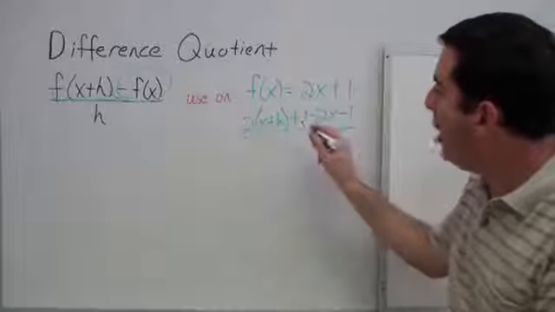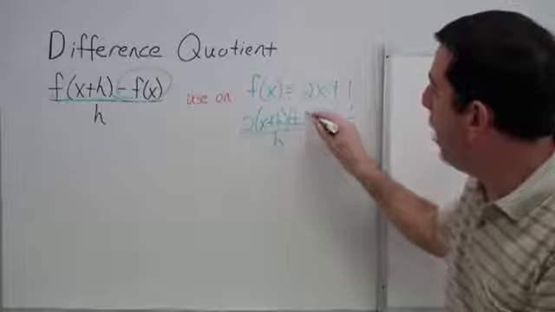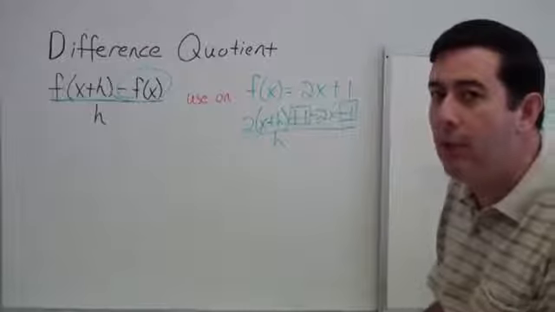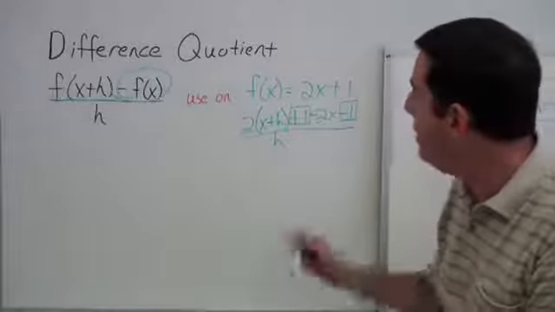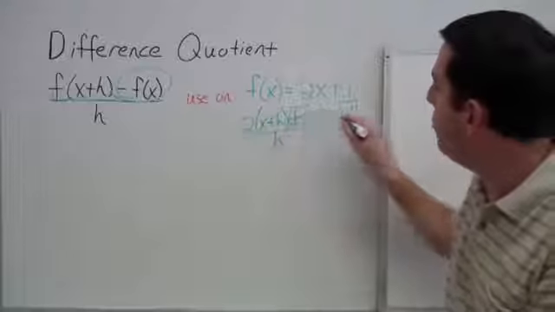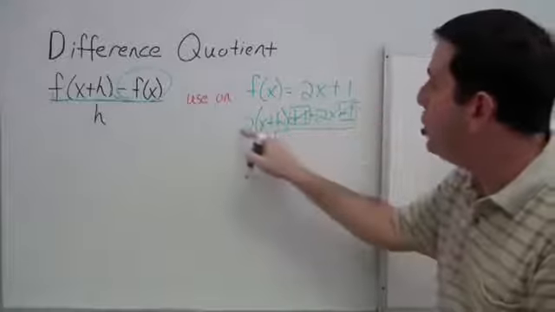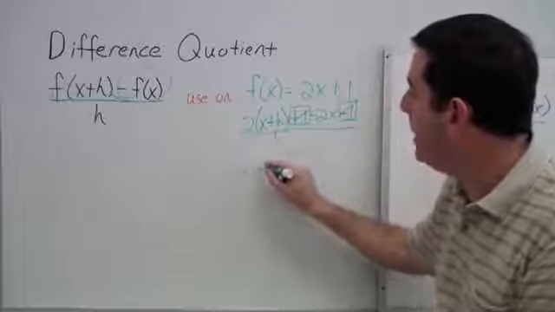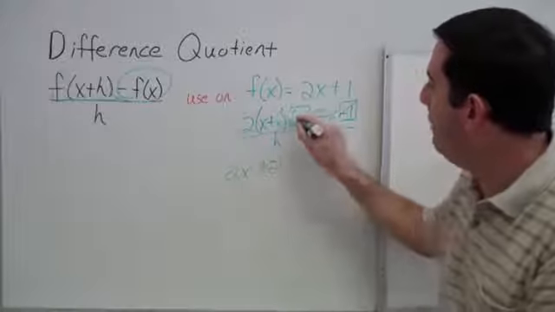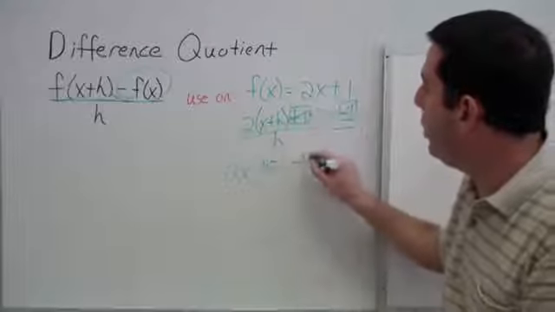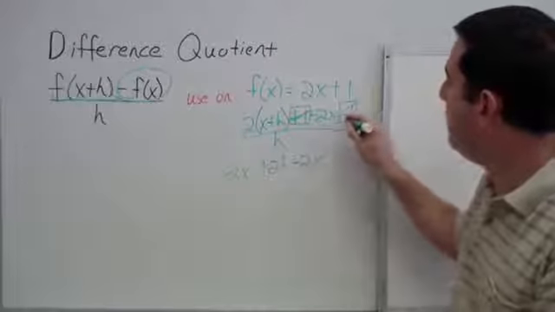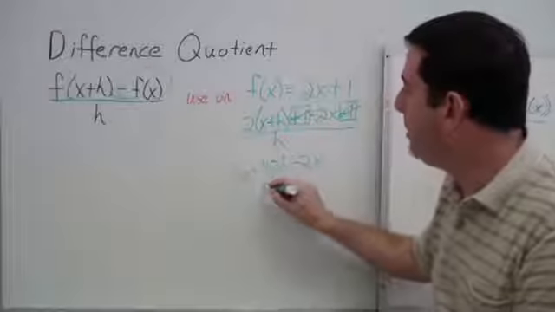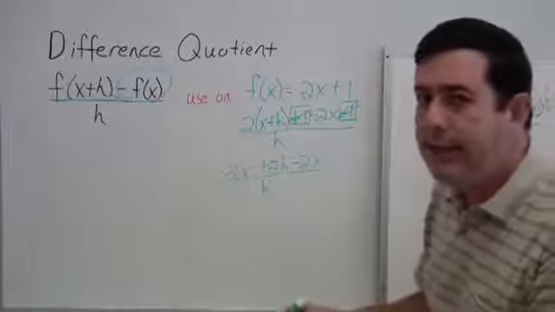Now, I see already that these 1's will add out. There's no need to bring them with us if they're going to add out, so you can go ahead and throw them away. Distributing the 2 here gives me 2x plus 2h. We've thrown that 1 away. Bring down the minus 2x, and we've thrown the other 1 away as well. All of this is over h. What do you see now?